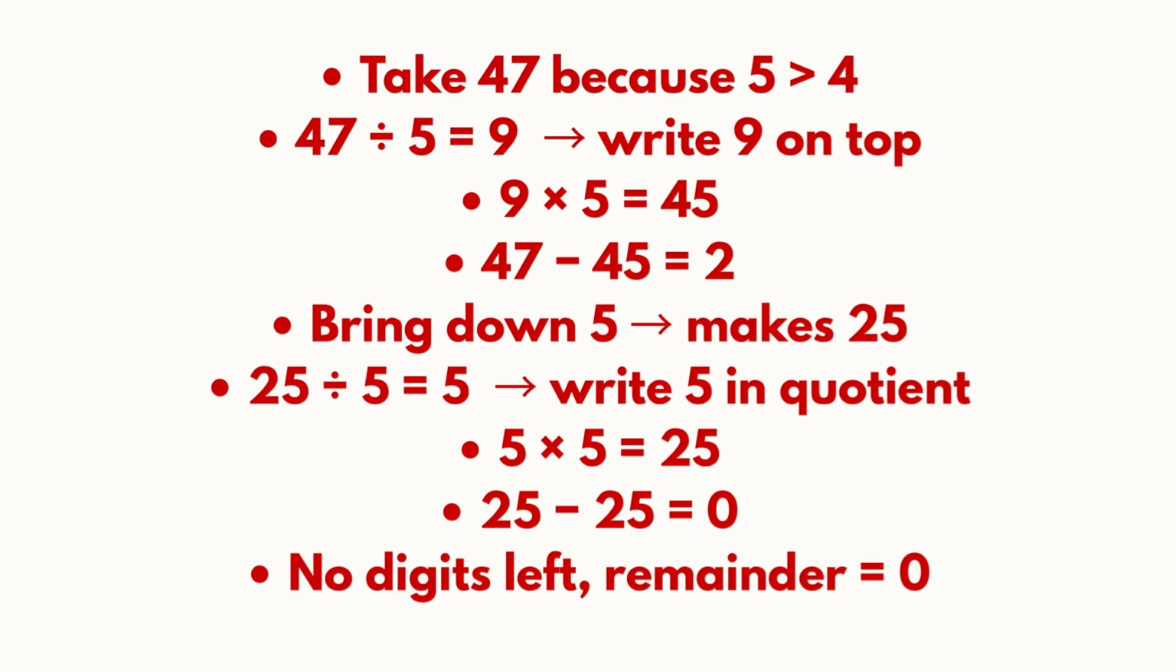Write 9 on top. Now 9 multiply 5 is 45. 47 minus 45 gives us 2. Bring down 5 makes 25. 25 divided by 5 gives us 5. Write 5 in the quotient. 5 multiply 5 equals 25. 25 minus 25 is 0. No digits left now. Remainder is 0.